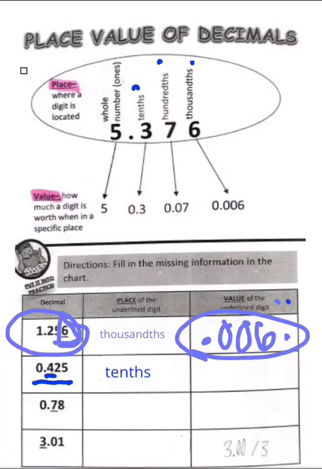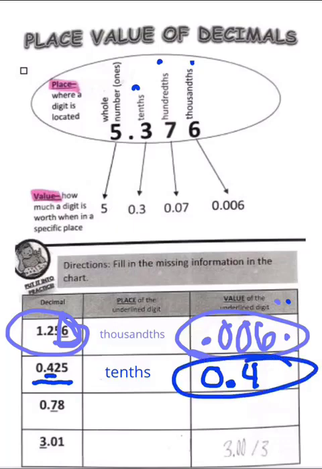Now we need to know what is the value of the 4 in this number. Well, if we write it out, 0, decimal, and then the 4 comes first. This 4 represents 4/10 out of this whole number.